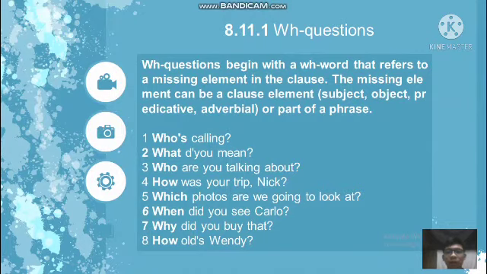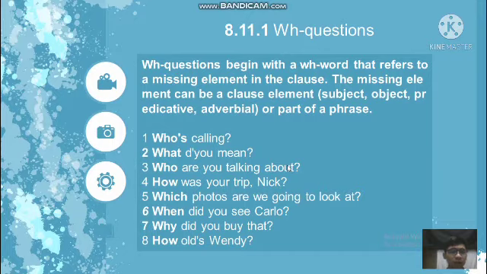Next we have the WH questions. WH questions begin with a WH word that refers to a missing element in the clause. The missing element can be a clause element such as subject, object, predicative, and adverbial, or part of a phrase.